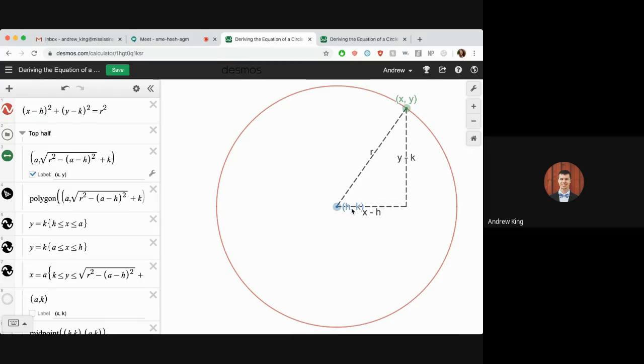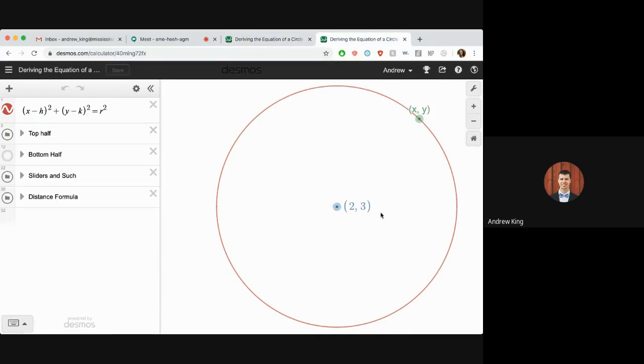Why they use H and K for the center, I'm not sure. You could call it A and B or C and D, whatever you want is fine. But that's where that comes from, okay? Let's do one with specific numbers so that you can get a numerical example here. Let's say our center is 2, 3, right? So again, this is a circle. I got to point X, Y anywhere I want, and I'm trying to figure out that this is the equation of the circle.